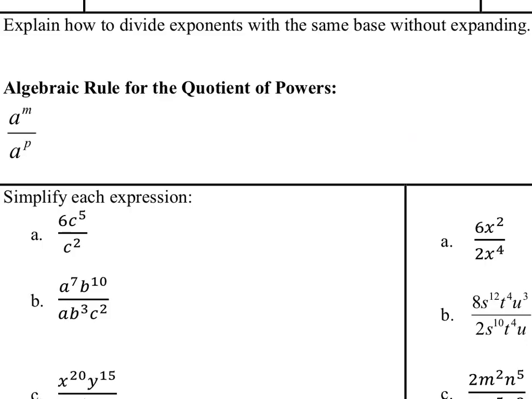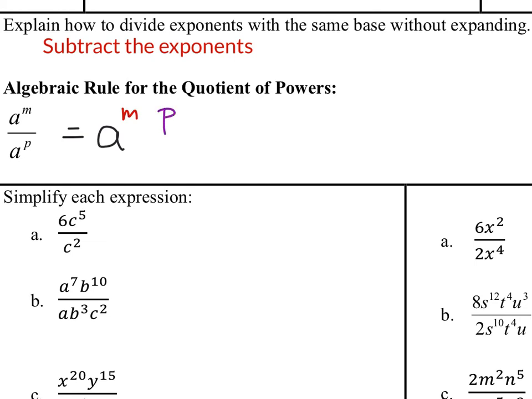Alright, explain how to divide exponents with the same base without expanding. So the rule: here we've got a to the power of m over a to the power of p. So this is going to have a base a, and then we've got the m and the p, and we just subtract those two exponents.